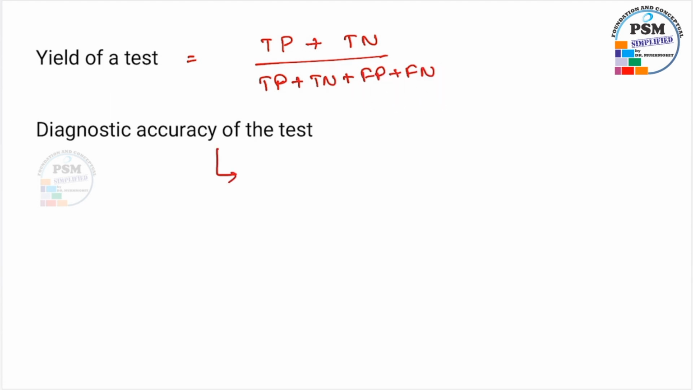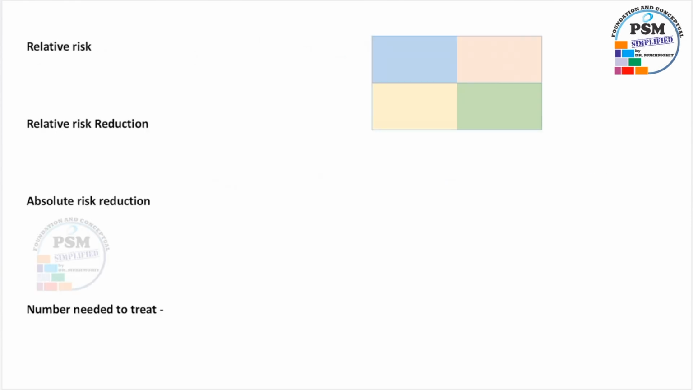Next is, what is the diagnostic accuracy of the test? Beta, the diagnostic accuracy is nothing but the positive predictive value. The positive predictive value is called the diagnostic accuracy of the test. Sometimes students also get confused about what is relative risk reduction, absolute risk reduction, and number needed to treat.